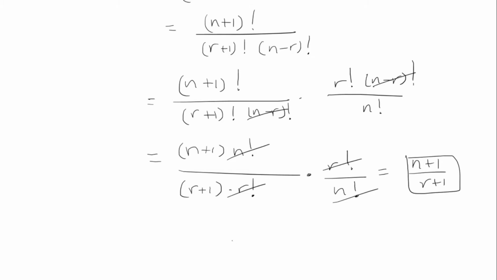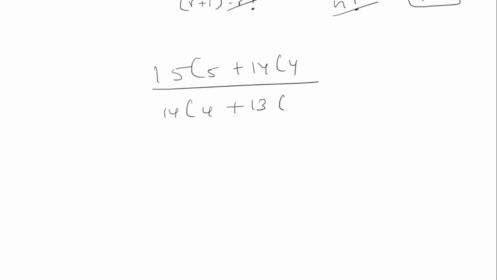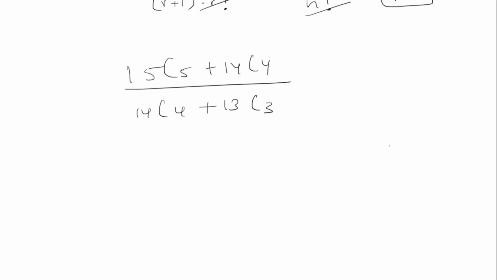Now for the next step, I want to simplify the fraction. So I have 15 choose 5 plus 14 choose 4 over 14 choose 4 plus 13 choose 3. So keep in mind what we just found was that n plus 1 choose r plus 1 over n choose r is equal to n plus 1 over r plus 1. So these guys have to be, the n's have to be 1 away from each other. And these guys as well.